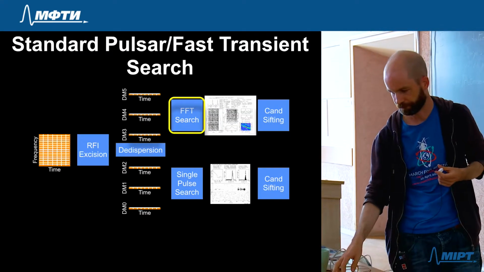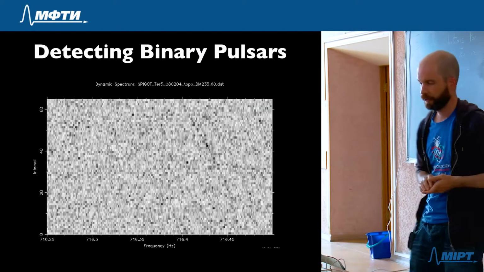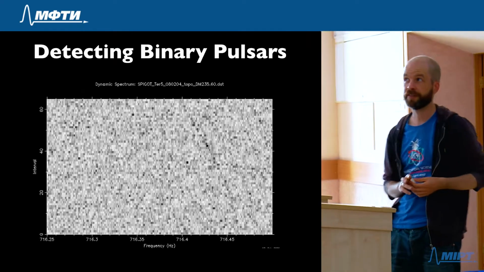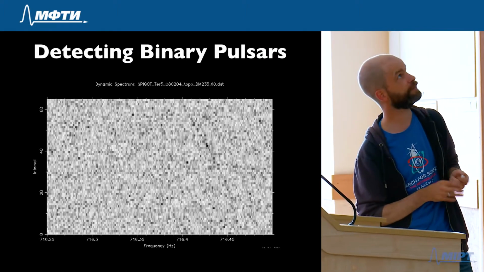So in modern pulsar searches, we do both Fourier transforms of the data, and we do single pulse searches. Just very quickly, because I'd like to wrap up in the next 5 or 10 minutes, there are all kinds of complications to this picture. One is the fact that a lot of the most interesting pulsars are in binary systems, or in some cases even triple star systems.